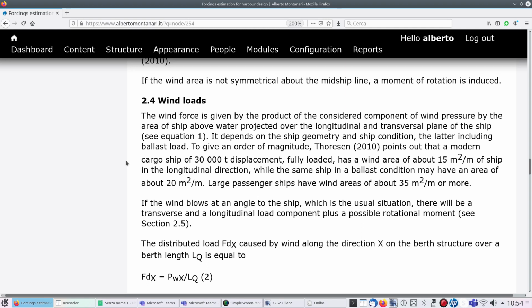Now, if the wind blows at an angle, which is the usual situation, of course there will be a transverse and longitudinal load component plus a possible rotational moment, which we'll discuss later.